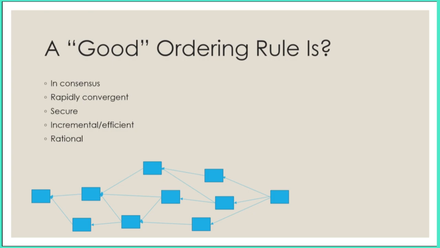And it has to be rational. When I say rational, I mean that if we have an honest but profit maximizing miner, that is, a miner who wants to make as much money from block rewards and fees, but they don't have any intention of interfering with the network intentionally, then they will follow the rule from before. They will point only at all of the tips they know.